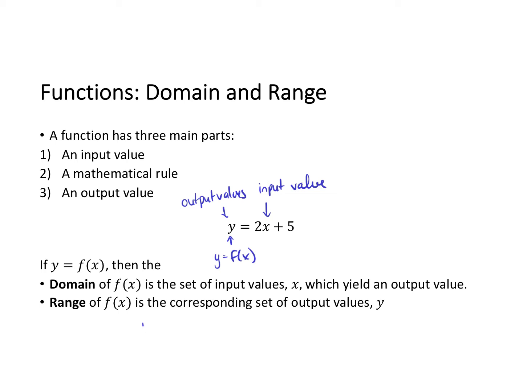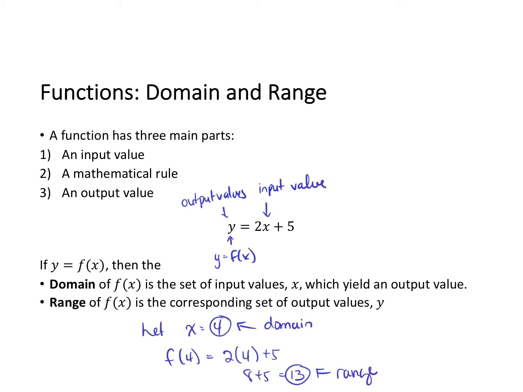So let's say, for example, let x be 4. Then we can evaluate the function when x is 4, so f of 4. That gives us 2 times 4 plus 5, which is 4 times 2 is 8, and 8 plus 5 gives us 13. Okay, so 4 is a part of the domain of the function f of x, and 13 then becomes a part of the range of the function f of x. Now, 4 and 13 are just one of the values in the set of the domain and the set for the range. There are many other values.